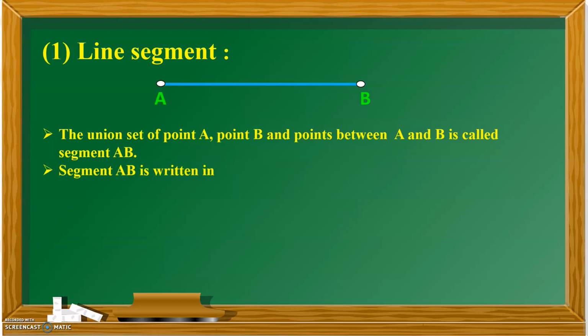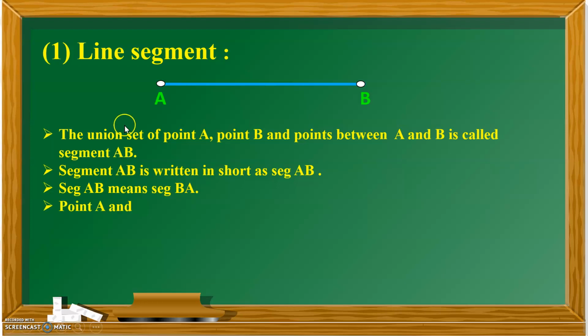Segment AB in short is written as seg AB. Segment AB means the same thing as seg BA. We can write segment AB as segment BA also. Point A and point B are called the end points of the segment AB.